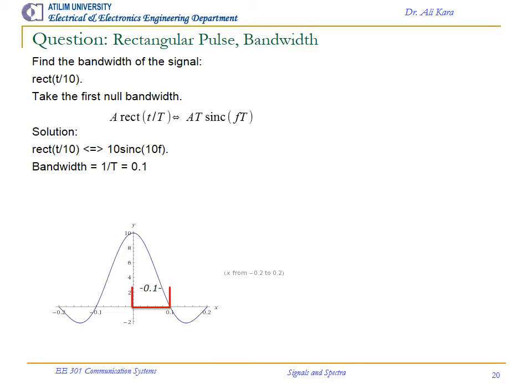Question: rectangular pulse, bandwidth. Find the bandwidth of the signal rect of t over 10. Solution: rect of t over 10 and 10 sinc 10f are Fourier pairs. By definition, bandwidth is equal to 1 over pulse duration, which is 0.1.